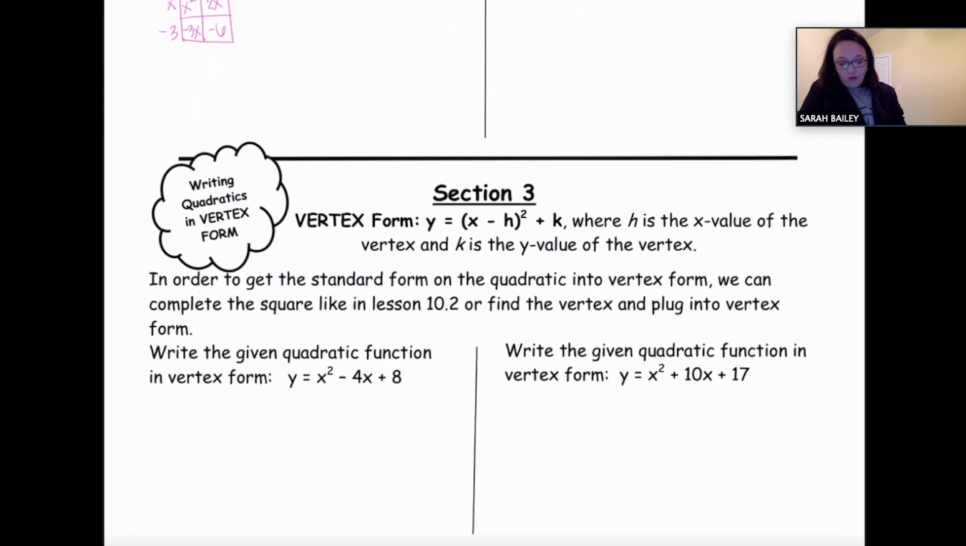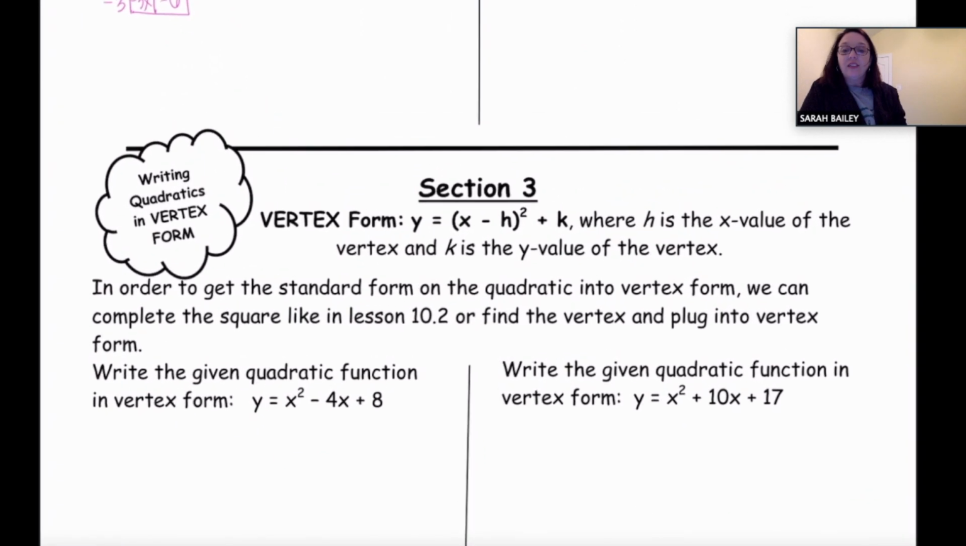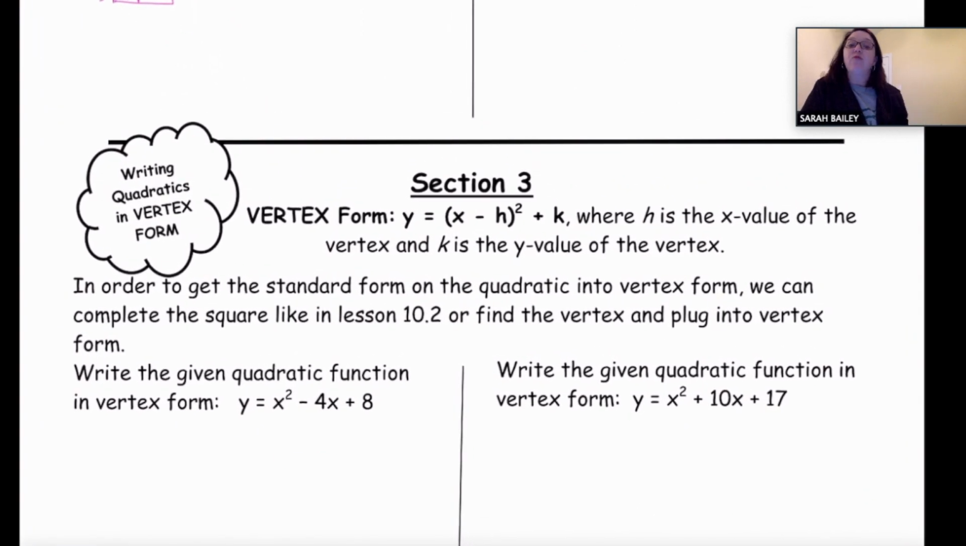All right, so we're in section 3 now. This time we're going to write quadratics in vertex form. And remember that vertex form is right here: y equals (x minus h) squared plus k. h is the x value of your vertex. k represents the y value of your vertex.